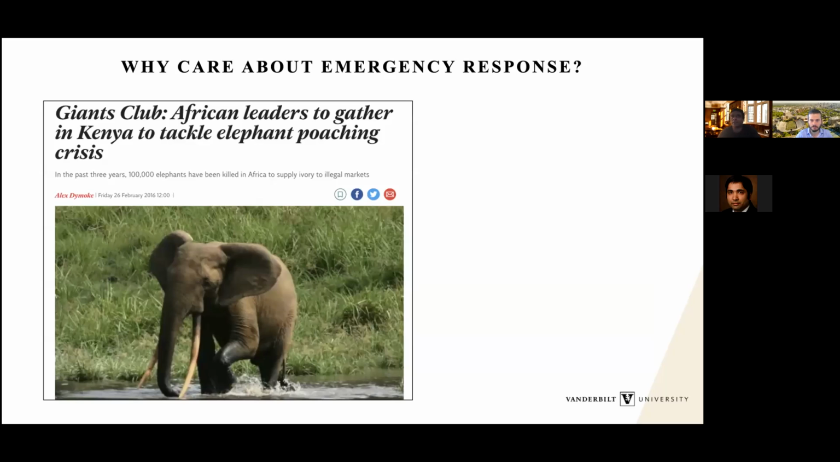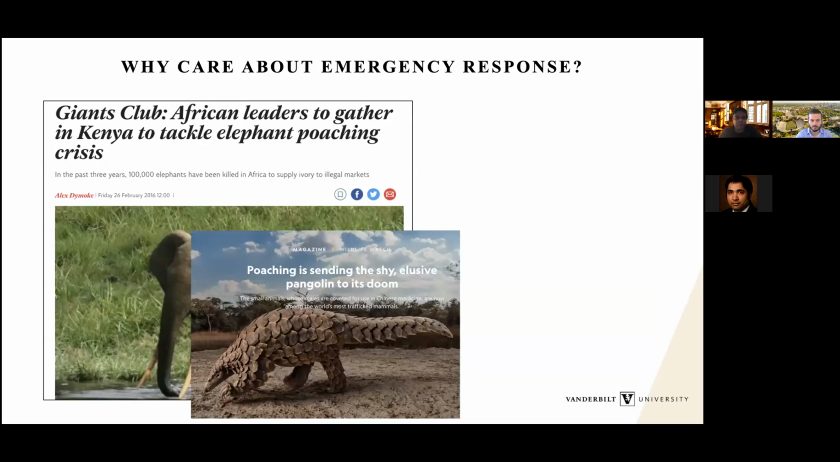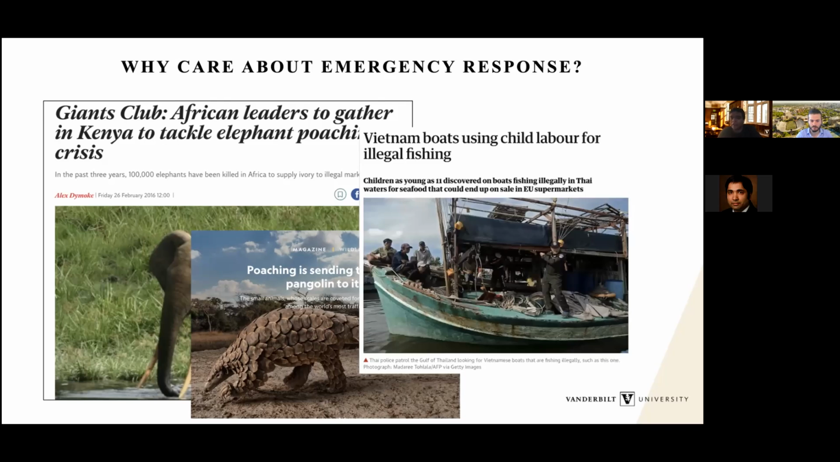And these are also discrete events that happen in space and time, much similar to accidents. There are obviously ways in which poaching and emergency incidents like traffic accidents differ, and we'll explain that as well. Also, this recent issue that has come up is this really shy and elusive animal, the pangolin, is being hunted to extinction because of its demand in the illegal medicine market. And oftentimes, issues like this subsume other incidents. For example, illegal fishing often subsumes child labor.